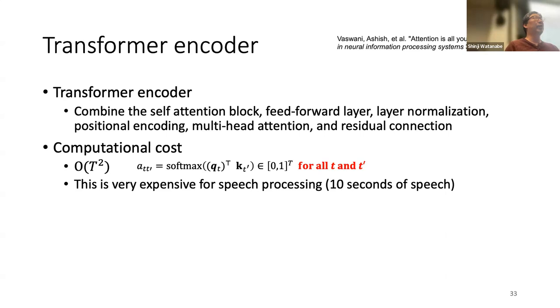And then the transformer is very useful, but actually there is one important drawback, which is that the computational cost is quadratic. This is computing the attention weight for all T and all T dash, right? So this means that the computational cost is T squared. So it is actually very expensive, since we usually consider very long sequences in speech applications.